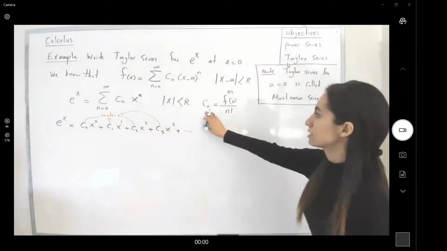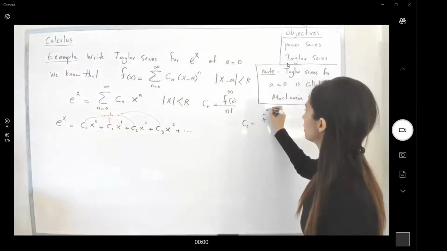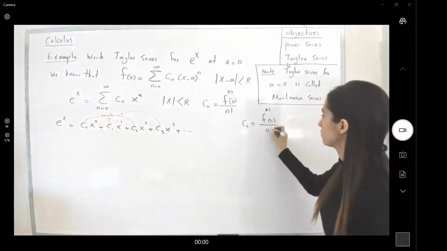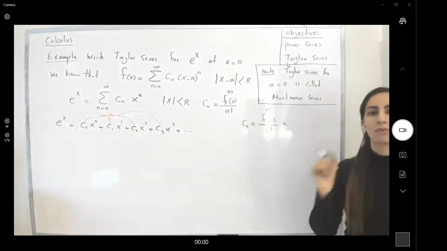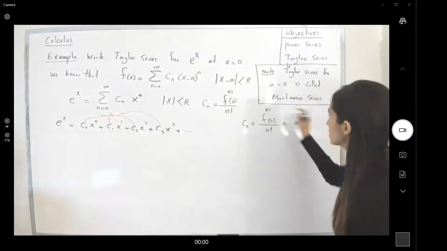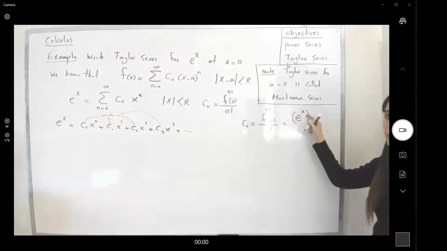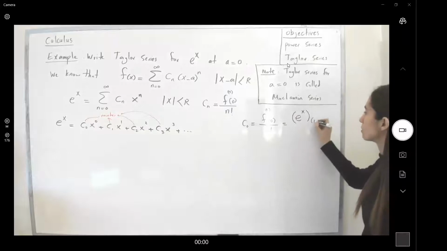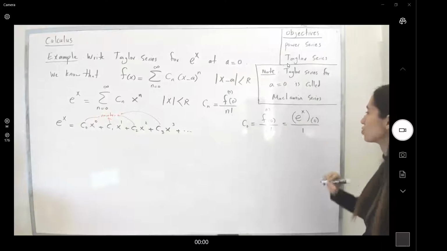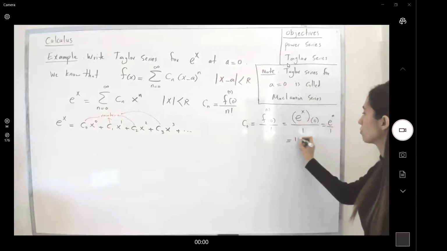So to find c sub 0, it is equal to the 0th derivative of the function at 0 over 0 factorial. The 0th derivative is equal to the function itself. So this is actually e to the x. Where do we evaluate x? When x is equal to 0. Divided by 0 factorial, which is just 1. You get e to 0 divided by 1, which is equal to 1.